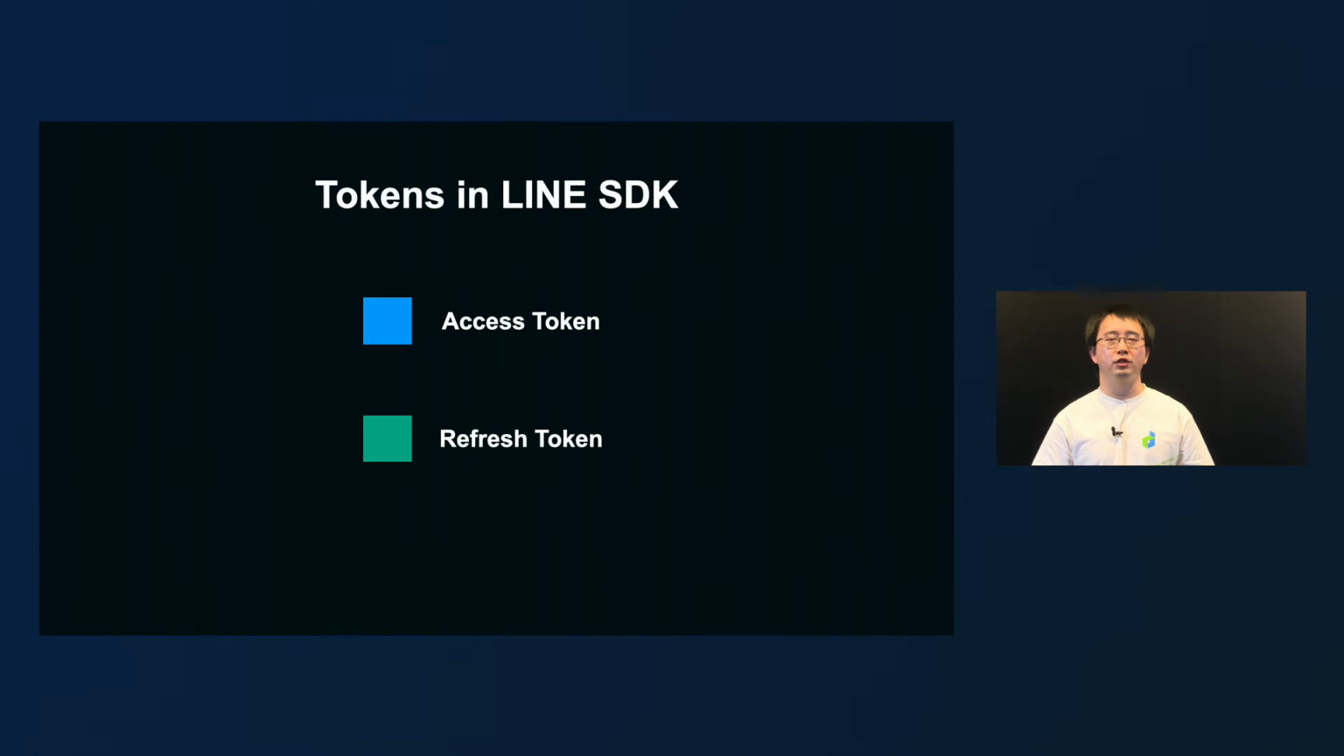Next, let's talk about tokens. When a user logs in, the LINE server will issue a pair of tokens, not only one, but two tokens to the user. One is an access token. It is used to access granted APIs. And another is a refresh token. It is used to refresh the access token.